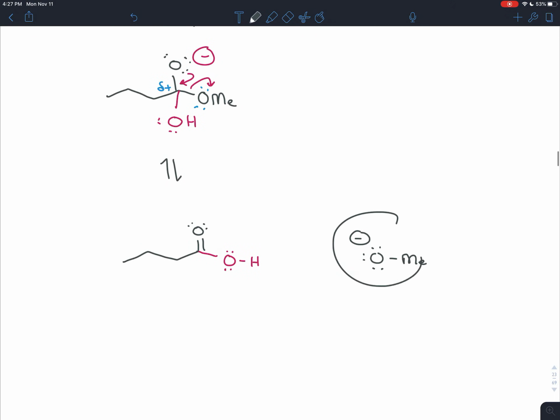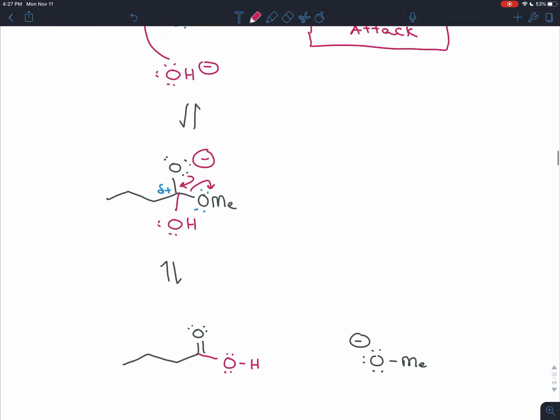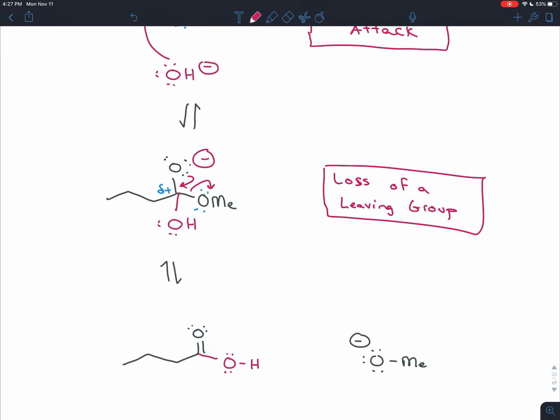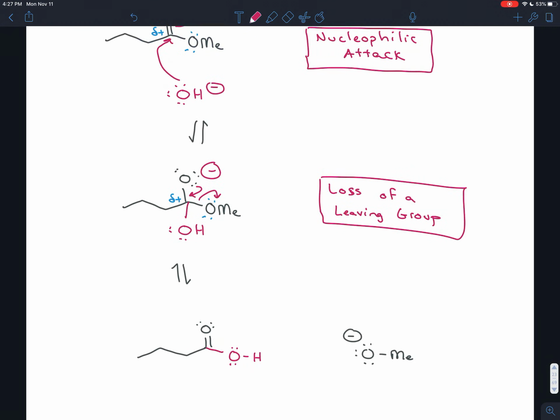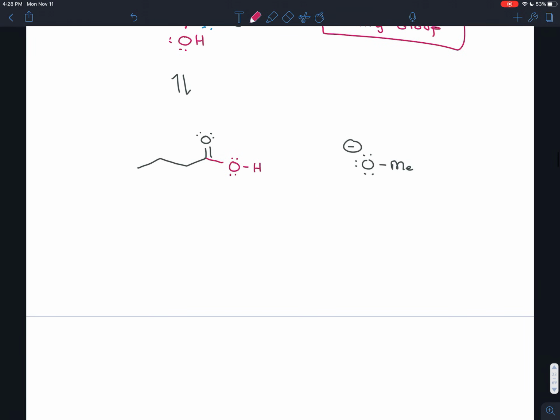Well, we're not quite done yet. We have a strong base and we have an acid, so we're going to do a proton transfer. One more thing, before we do the proton transfer, if you wanted to classify this step in the 4 curved arrow patterns, this would be loss of a leaving group, the other essential step in any substitution reaction. Okay, so we have one more step.